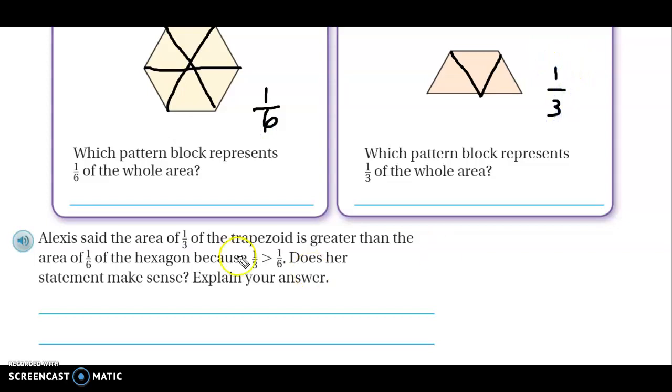And Alexis said that the area of the trapezoid is greater than the area of the hexagon because 1/3 is bigger than 1/6. She's saying that this area is bigger because 1/3 is bigger than 1/6. Does her statement make sense? So I want you to think about that, press pause, and write me down an answer.